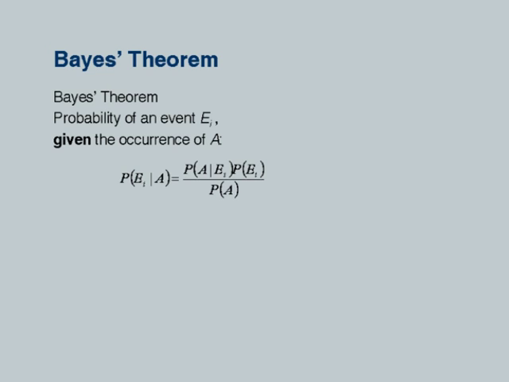Of course, it comes from the conditional probability theorem. So, the numerator is nothing but the intersection of A and Ei, and the denominator is the probability of A. Is that okay? Just an extension from the conditional probability theorem, but we are looking in the reverse direction.